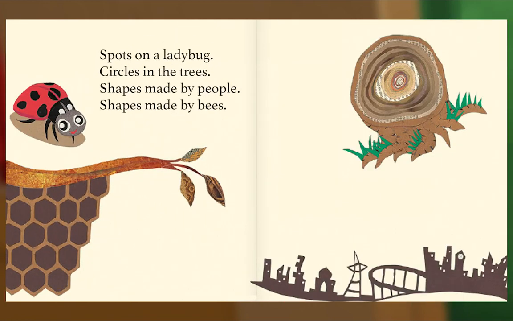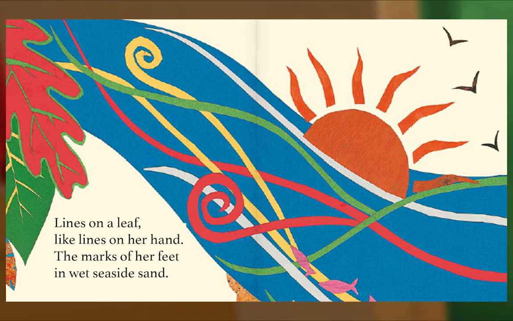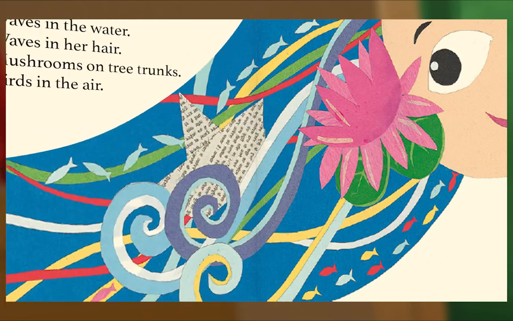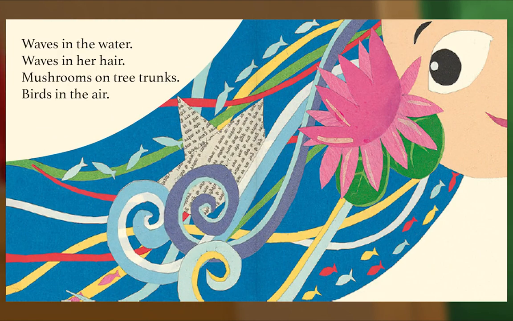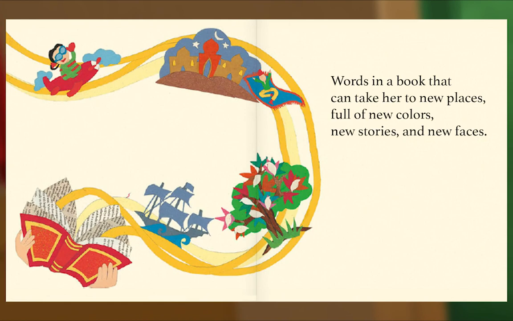Spots on a ladybug, circles in the trees, shapes made by people, shapes made by bees. Lines on a leaf, like lines on her hand, the marks of her feet in wet seaside sand. Waves in the water, waves in her hair, mushrooms on tree trunks, birds in the air. Words in a book that can take her to new places, full of new colors, new stories, and new faces.